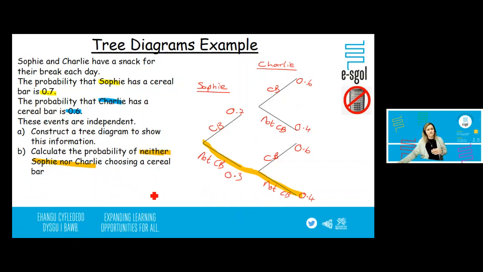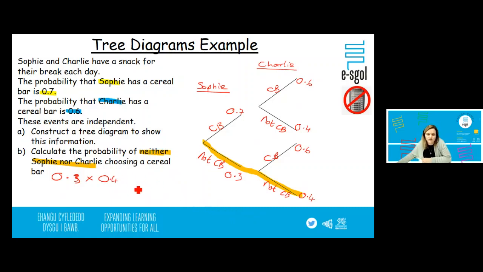Now, when you follow these paths from left to right on a tree diagram, you multiply, and every single time it will be a multiplication that you do. So in this question, the probability for not cereal bar for Sophie is 0.3, and we're multiplying that by 0.4 because that is the path for Charlie not having a cereal bar as well.